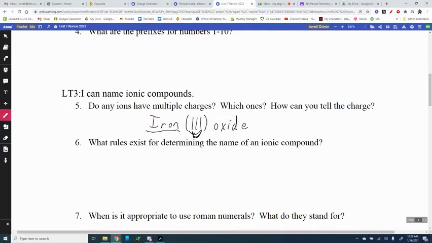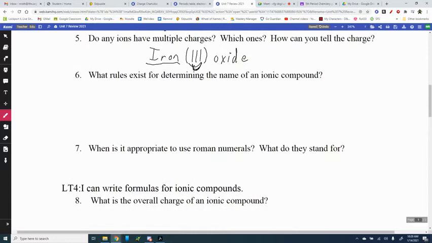All right. What rules exist for determining the name of an ionic compound? There are a lot for this. I'm not going to write all these down, but we are going to talk about all of them. First, we just name the cation. The first part's relatively easy. If it's an element, we just name the element, so sodium, lithium, strontium, you just name that positive ion. The positive one will always be listed first. If it is a polyatomic ion, so ammonium, that's really the only positive polyatomic ion you have to worry about, you just name that.